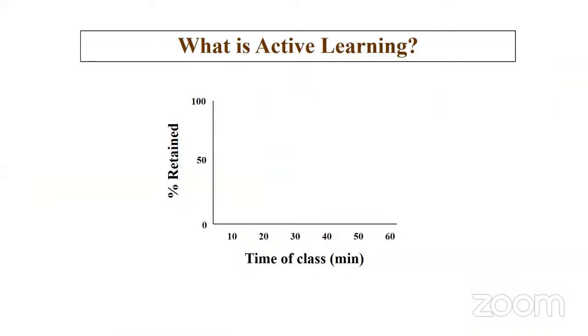Now, what is active learning? Here you are seeing a graph. In this two-dimensional graph, along the x-axis we are representing the time, the duration, in minutes. And along the y-axis, that is the dependent axis, it's the retention of learning. So we are showing the plot of duration versus retention of learning.